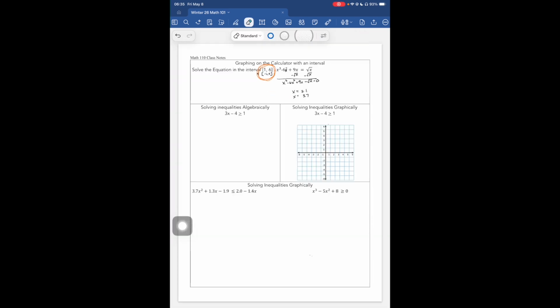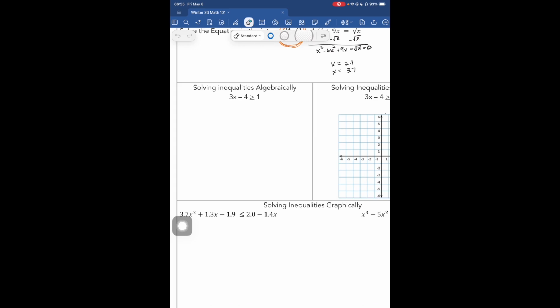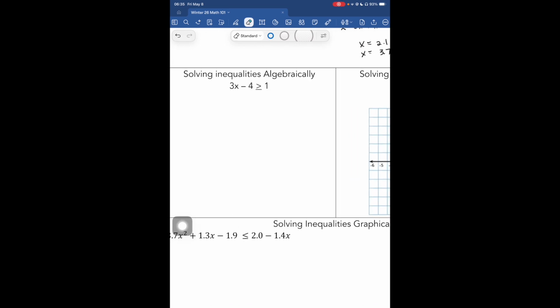Okay, let's go ahead and tackle the next equation, which is 3x minus 4 is greater or equal to 1. And solving algebraically, we are going to solve for x, so we're going to add 4 to each side. I'm going to get 3x is greater or equal to 5, and divide by 3, divide by 3, x is greater or equal to 5 over 3.